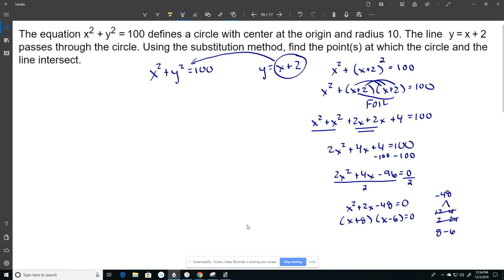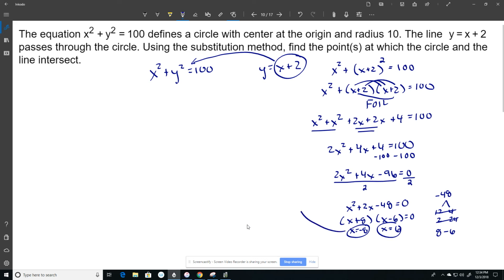So now that they're both equal to 0, I can set these each equal to 0, or I can just do the shortcut. X plus 8 means that x is negative 8. X minus 6 means that x is positive 6. Remember, you take the opposite, and that's what x is equal to. So I have my two x values.